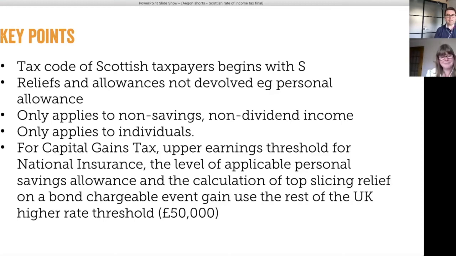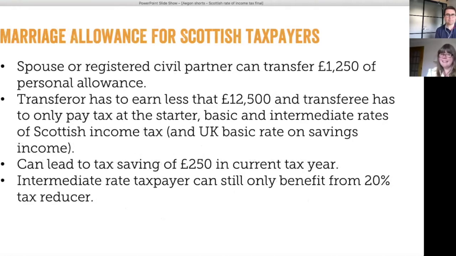Okay, brilliant. And does the marriage allowance still apply? Yes, Scottish taxpayers can still qualify for the marriage allowance. So basically, if I just summarise what the marriage allowance is, a non-tax-paying spouse can actually transfer 1,250 of their personal allowance to their spouse that is a basic rate taxpayer in the rest of the UK.